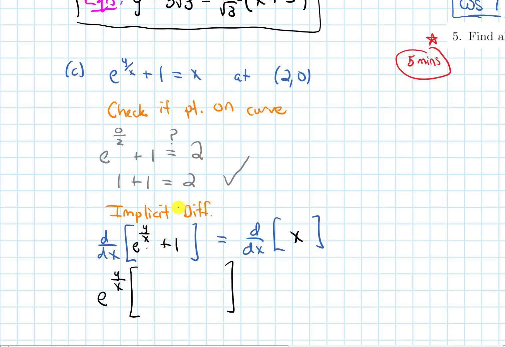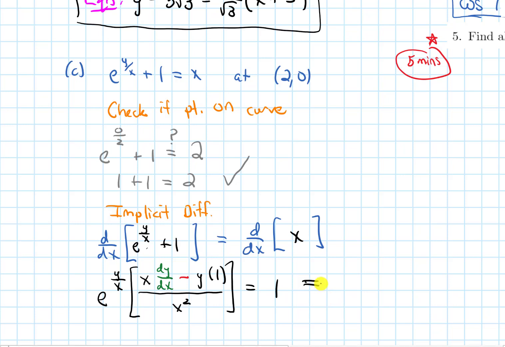Quotient rule says low d high, so low is x. D high is going to be the derivative of y, which I read as dy dx, and then minus high d low, so high is y. D low is just going to be 1, because I'm taking the derivative with respect to x. And then all over low squared, all over the x squared. And this is going to be equal to d dx of x, which is just 1.